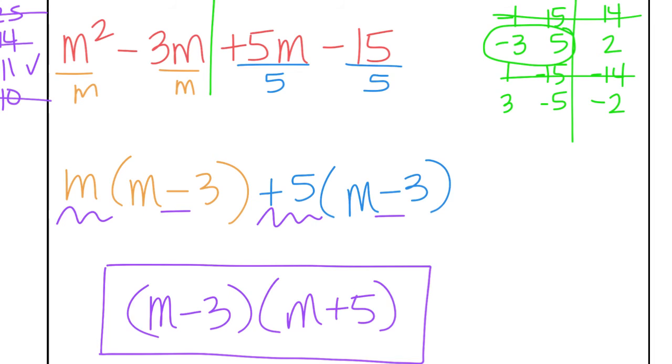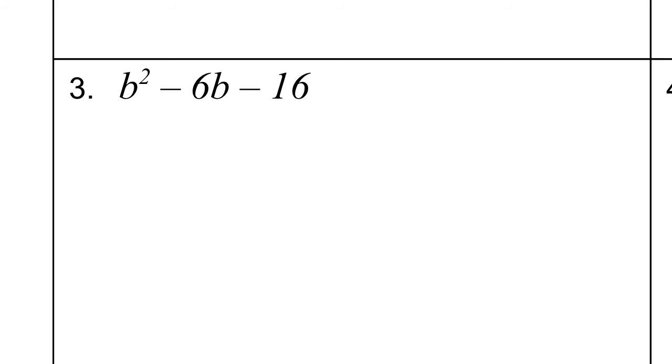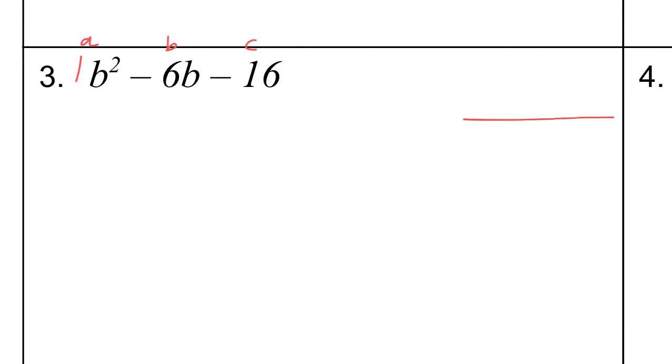Okay, let's look at the third one. b squared minus 6b minus 16. So this is going to be our a, b, and c. Again, a is an invisible 1. So let's start by multiplying a times c, so that would be negative 16.